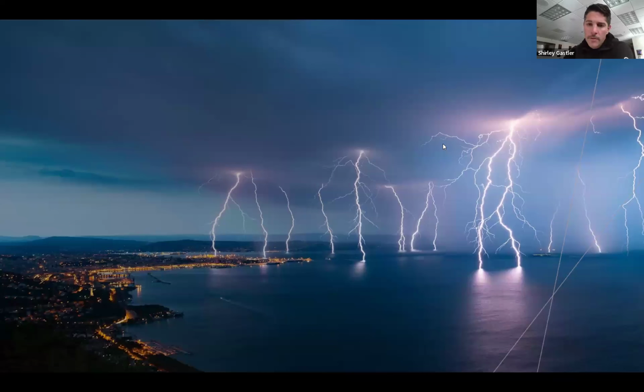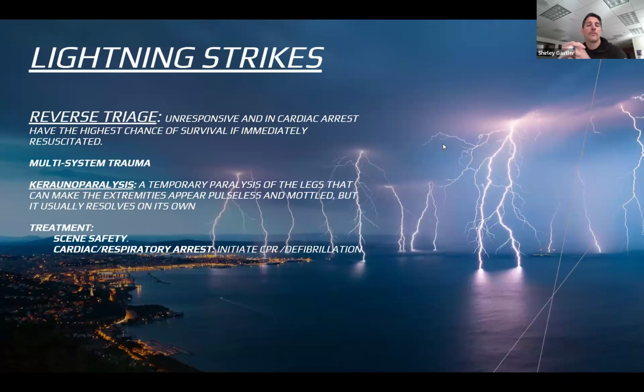Lightning strikes, one of my favorite environmental disasters. I can't say that I've seen one clinically. I've been, I'm sure, like a lot of people, close to a lightning strike when I was outside by accident before. But one of my favorites, just because this is my favorite PIMP question for students and residents, this is the only disaster scenario where you treat the dead first.